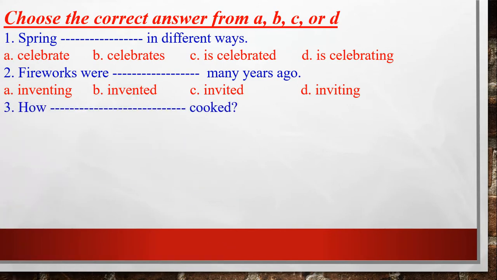Number 3. How space cooked. This question is in the passive, so we must use verb to be after "how." So the answer is "how was fish cooked." How was fish cooked. This question is in the passive, so I must use verb to be after "how." So the answer is "was fish cooked," B.